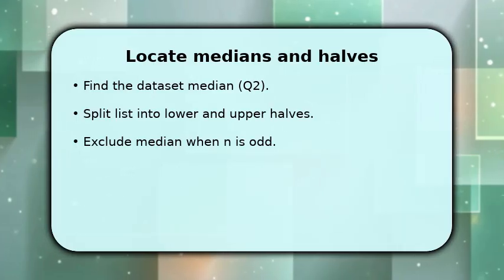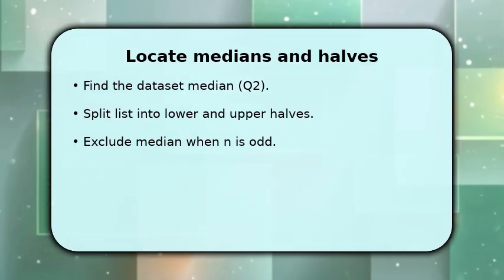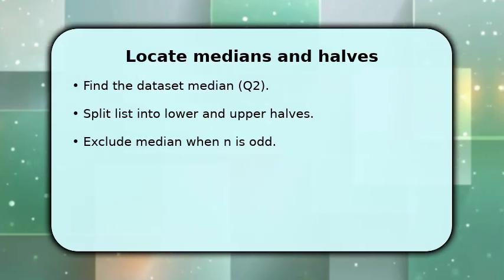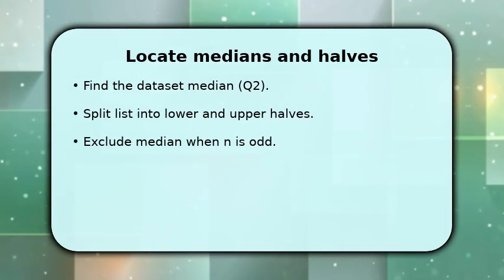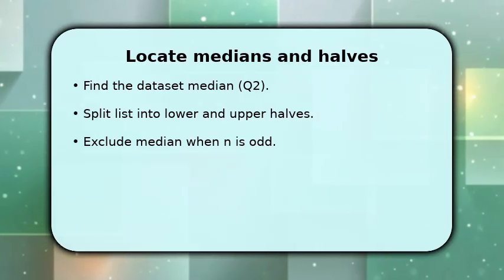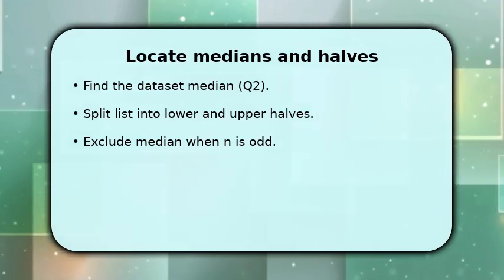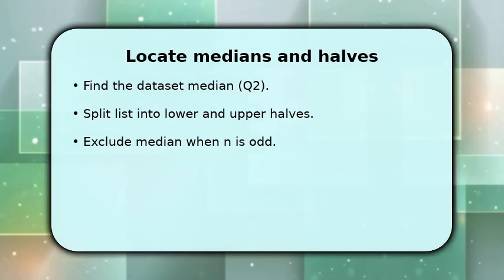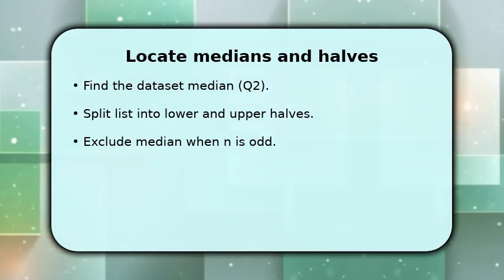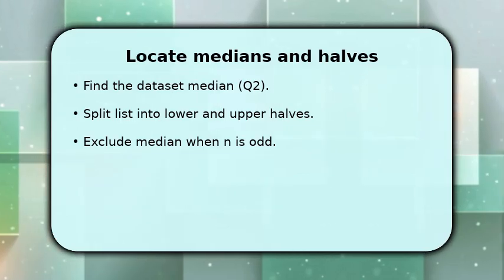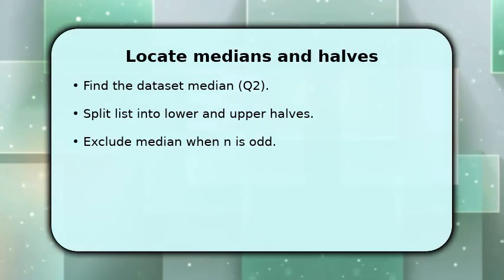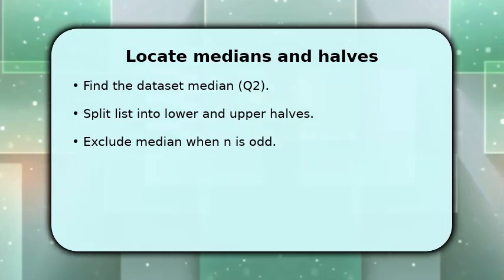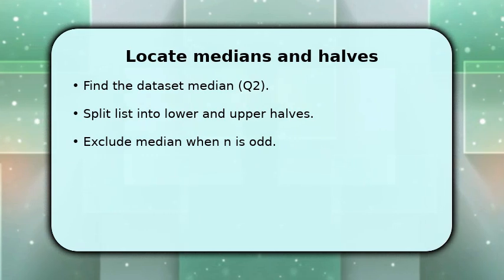Next, compute the overall median, Q2, because quartiles are built around it. Once you have Q2, split the sorted dataset into lower and upper halves, everything below and above the median. If n is odd, exclude the median value from both halves so each half has equal counts. If n is even, each half already contains n/2 values. This division ensures Q1 and Q3 are medians of equally sized groups, preserving the 25% and 75% data boundaries.